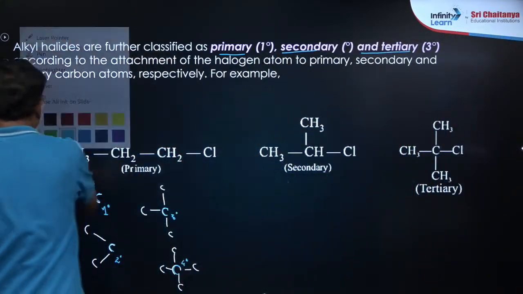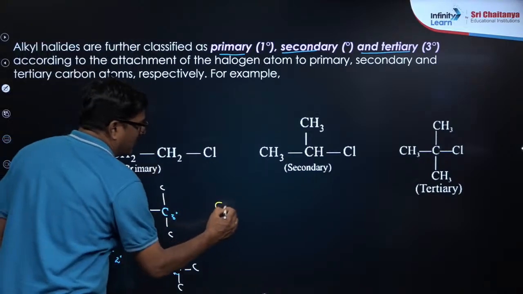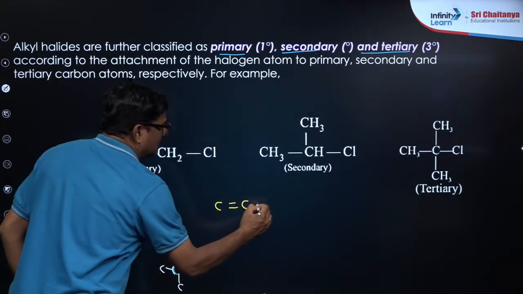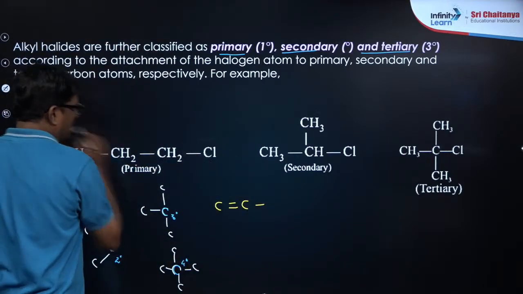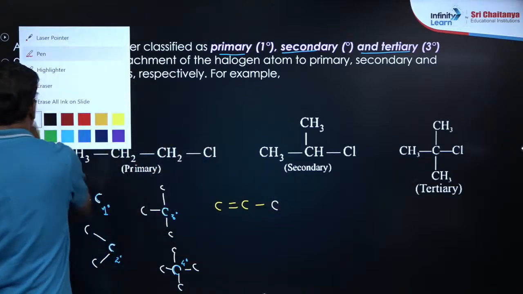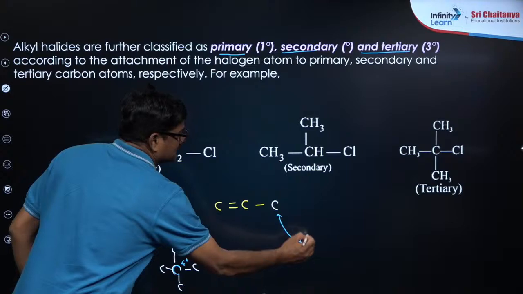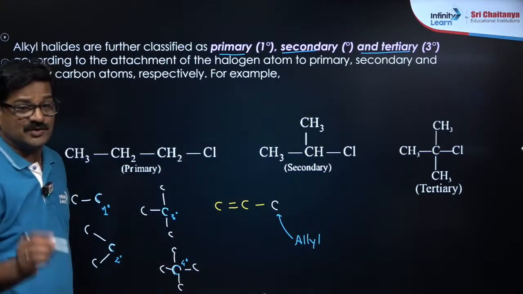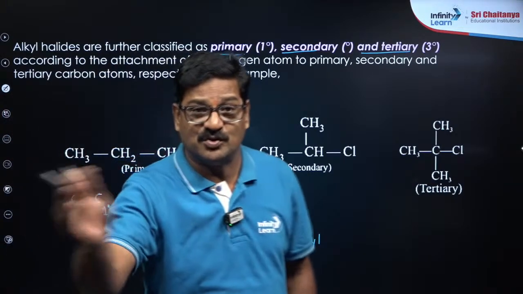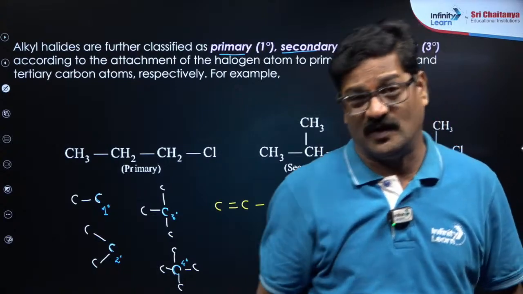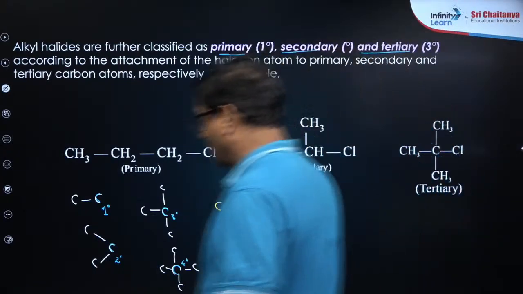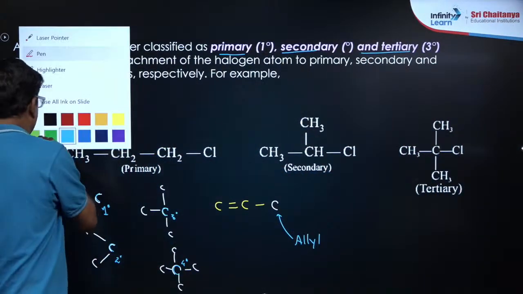Also you have a carbon attached to a carbon of a double bond, double bonded carbon, and this carbon is said to be allyl carbon. My dear students, a carbon that is attached to the carbon of a double bond is called allyl carbon.